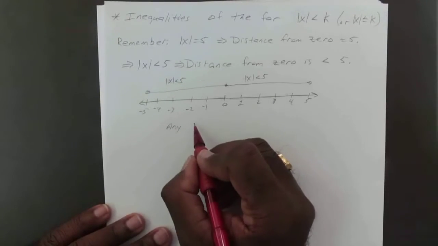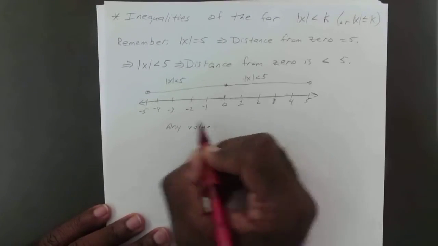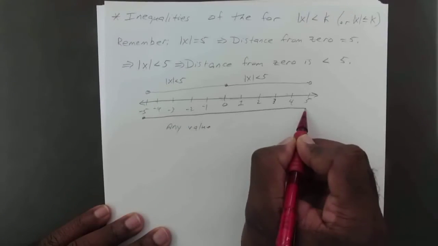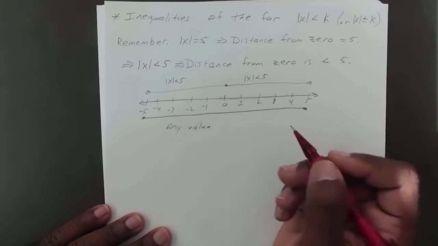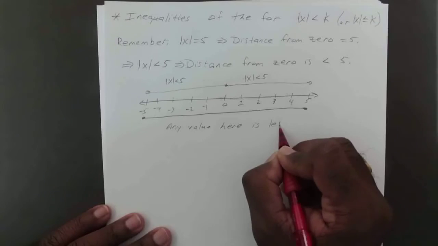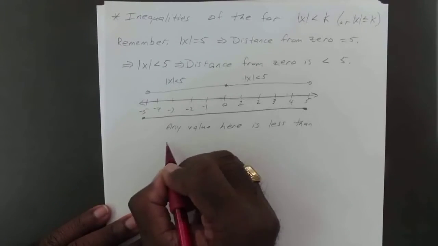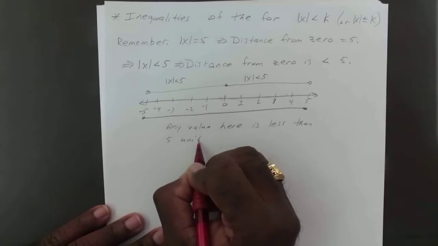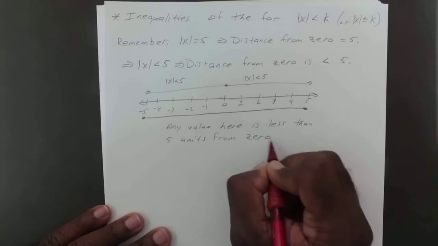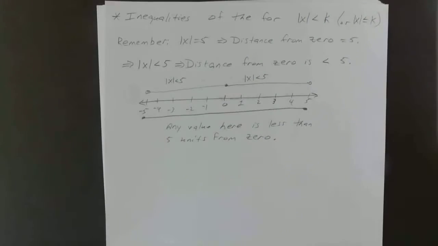So any value, let me see, between here and here, any value here is less than 5 units from 0. Okay.